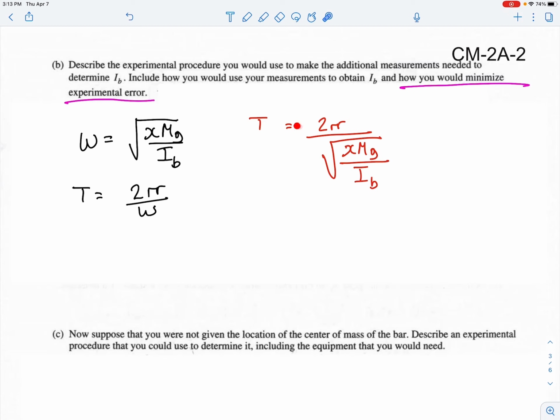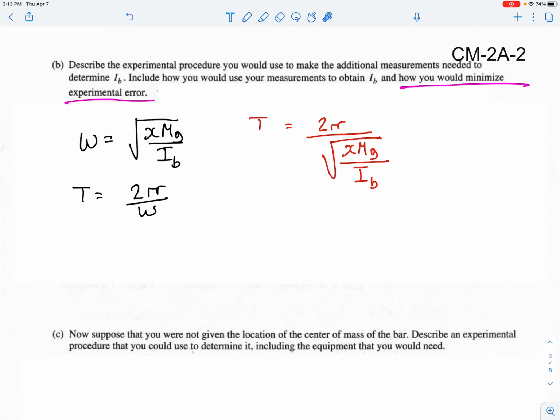And then from that information, you could try and get your, you need your I_B too. I'm sorry, you're calculating I_B. You could measure the period, because the period is just how it swings back and forth. So what would you do? You just let this go. Would you swing it one time?